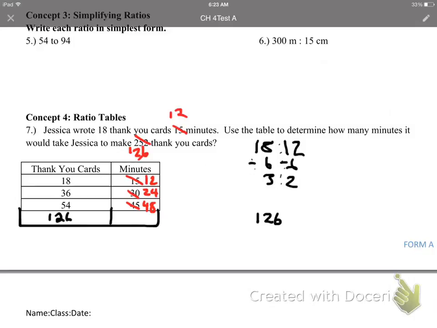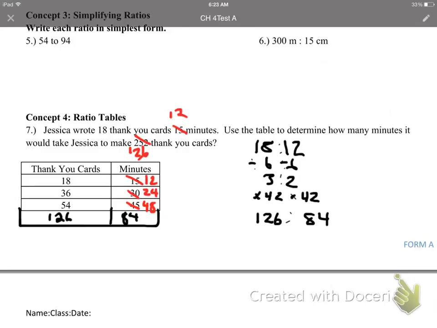So if I went here, this would be times 42. 3 times 42 gives me 126. And I have to do the same thing here. Oops. So if I took 2 and I multiplied it by 42, I know that I get 84. So when Jessica goes to write 126, that would take 84 minutes.